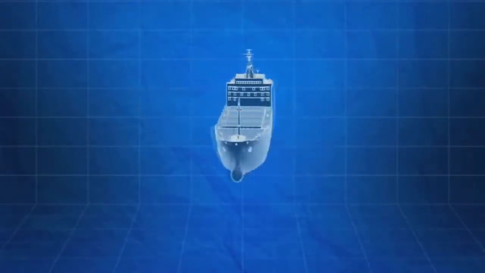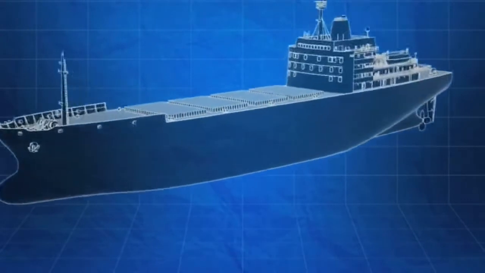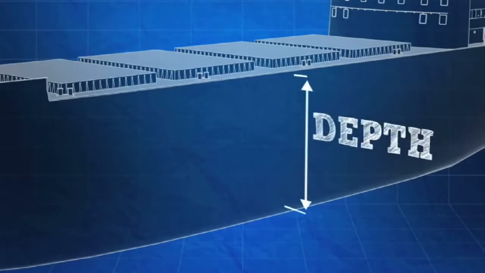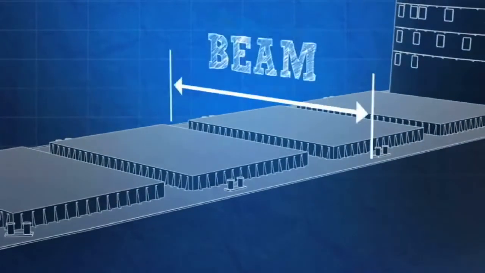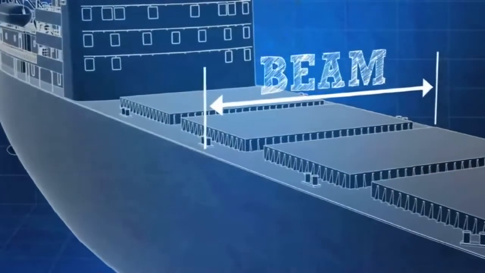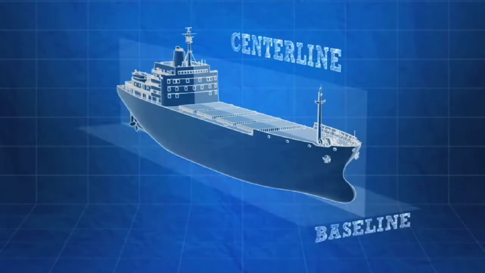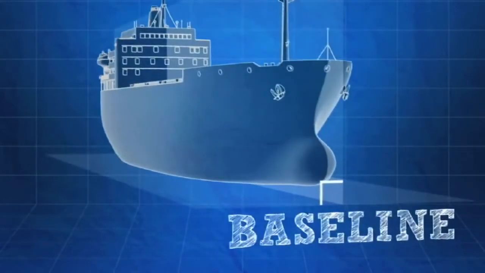The following are the standard terms used to describe the hull of a ship, even before it is put into the water. These first few terms are fairly basic. Depth is the height of a hull from the highest point of its main deck to its lowest point. In the other direction, a ship's beam, or breadth, is its width at its widest point. The centerline is a vertical plane that runs the length of the ship at the midpoint of its beam, and the baseline is a horizontal plane perpendicular to the centerline, located at the lowest point of the hull.